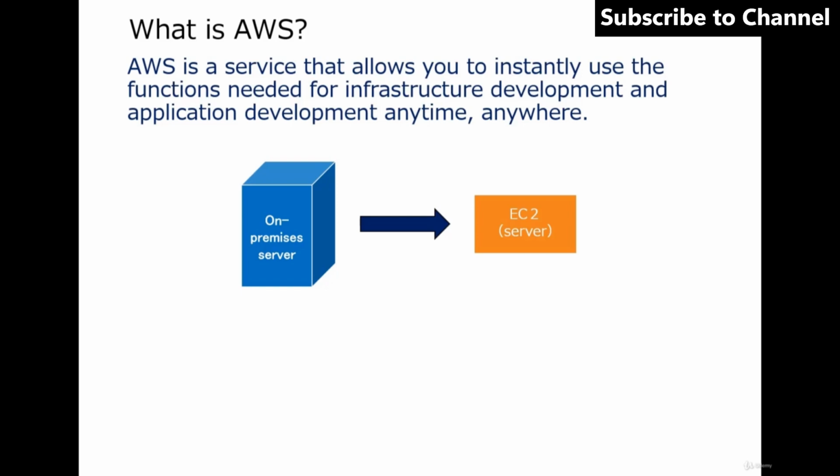For example, in a situation where you need to use a server right away. Physical servers are sometimes called on-premise servers. These take a considerable amount of time to select, purchase, and install. However, if you were to use AWS, you could immediately get access to a virtual server called an EC2 on the internet. AWS has the ability to provide this EC2 server, so you can use it anytime on demand.